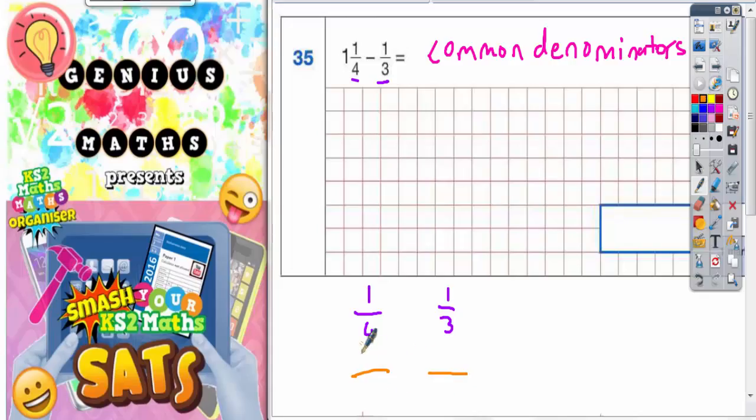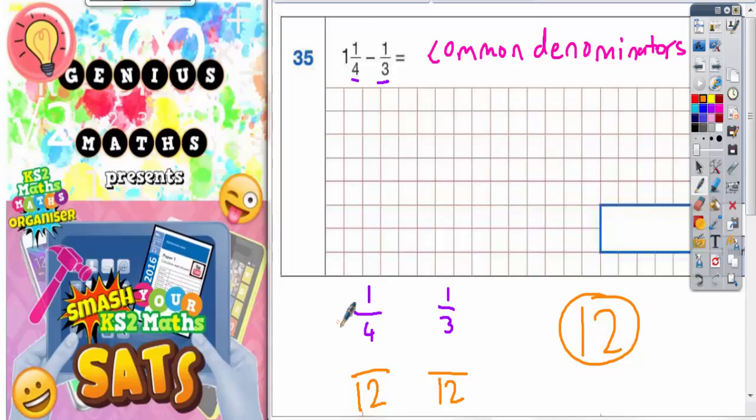Now the question is, what number can both 4 and 3 both go into? An easy one, there are other answers. You could take 24, 4 and 3 both go into 24, but an even smaller number than that, if you times the 4 and 3 together, you get 12. And 4 and 3 both go into 12. So we're going to make the common denominator 12ths.